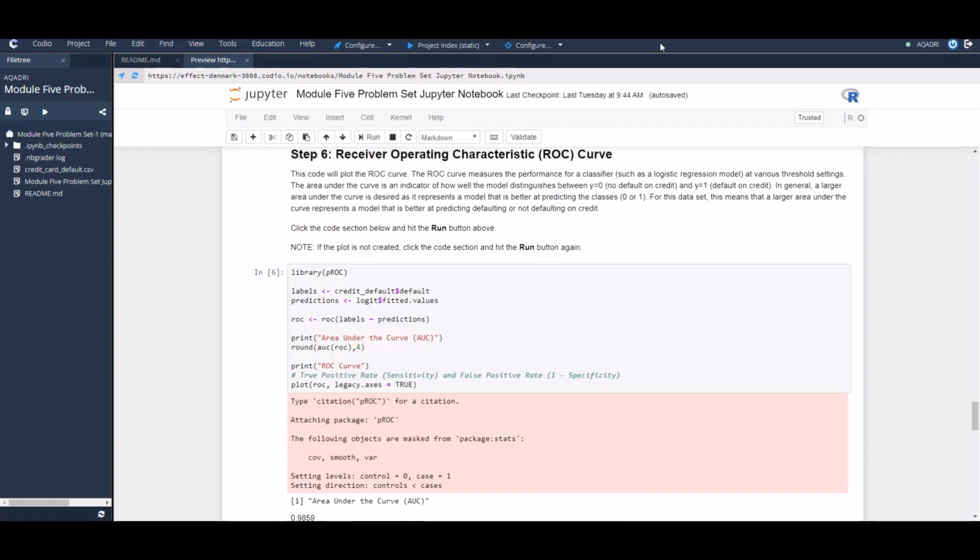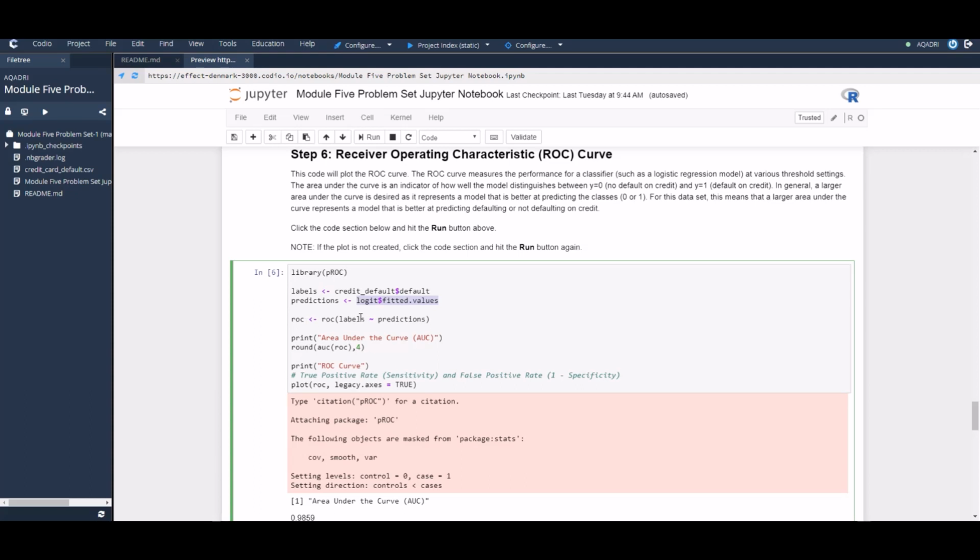So now getting back to step 6 here, where we have to calculate the area under the curve and create the curve. This code here will do that. So we're going to use this pROC library. We get our true labels. These are the actual zeros and ones for credit default, and our predictions using the model for those. And those you can get using the model variable $fitted.values.